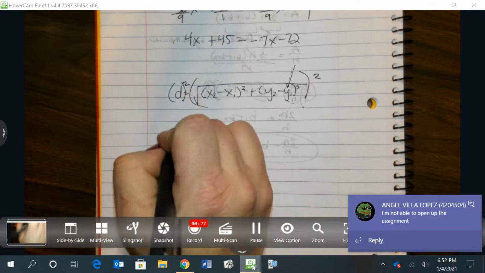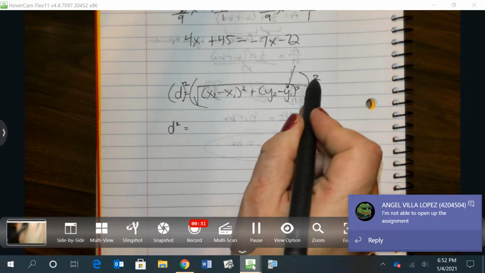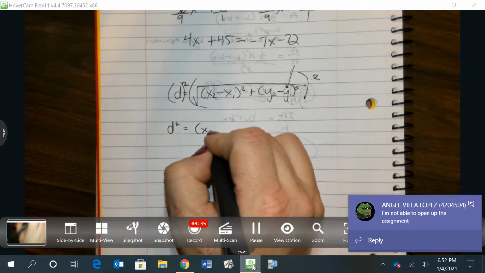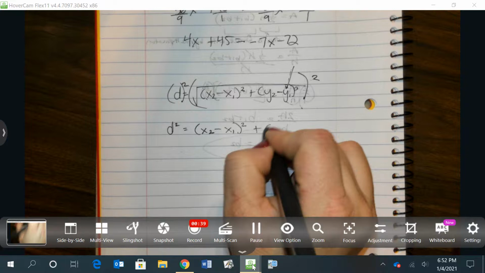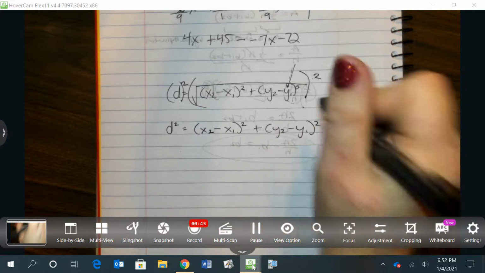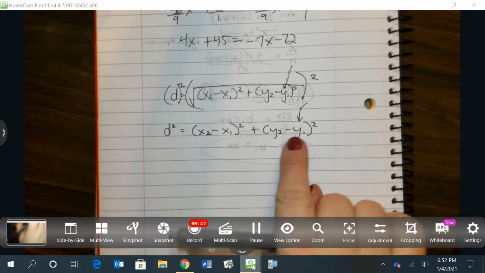Okay, so I have d squared equals, and now why do I square the side? Because the square root and the square root cancel, and I bring down the quantity x sub 2 minus x sub 1 quantity squared plus y sub 2 minus y sub 1 quantity squared. Remember, this problem we're trying to solve for y sub 1. So this is what I want to get by itself.